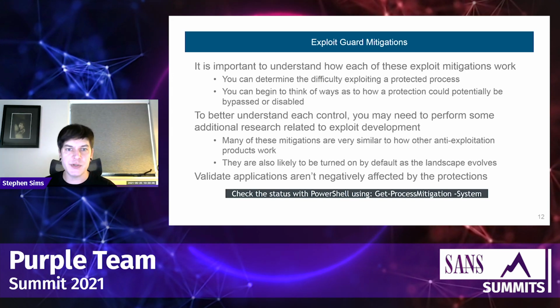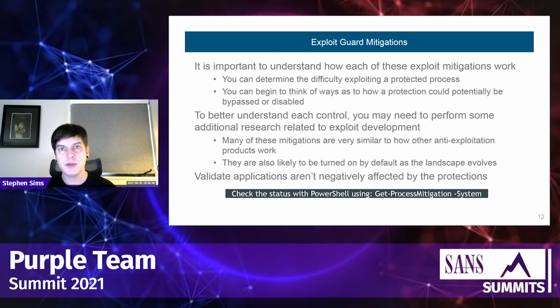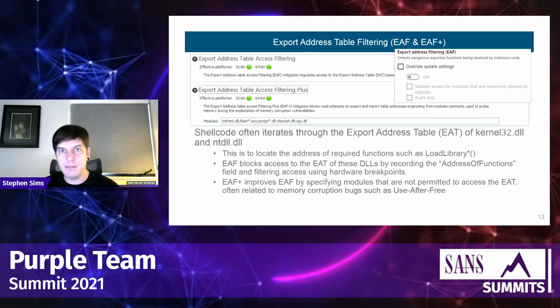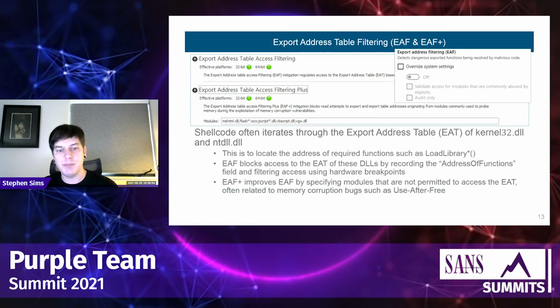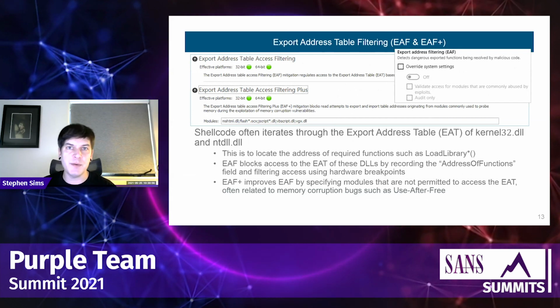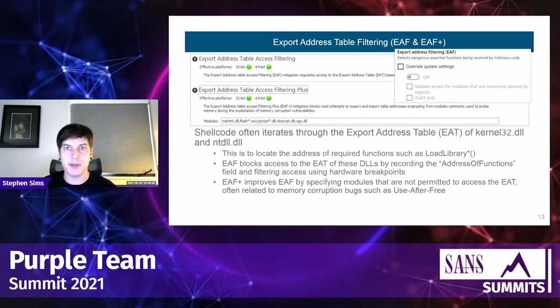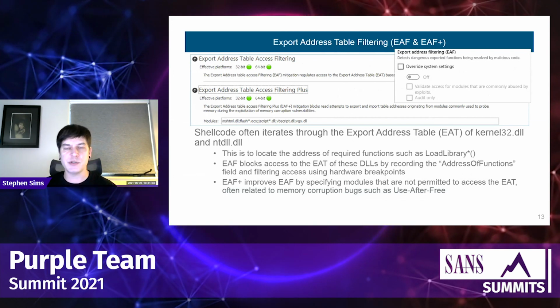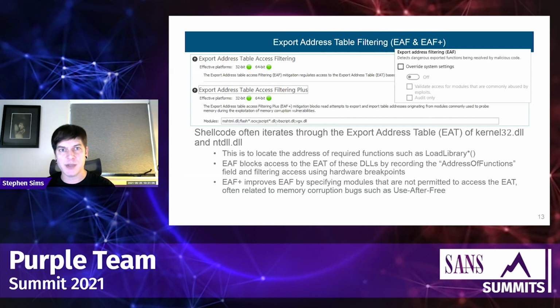But the point here is you've got to test your applications to make sure that they are not negatively impacted by a mitigation being turned on. And thankfully, with a lot of these controls in Exploit Guard and even in EMET, you can turn on audit mode. So you're not actually blocking, it's almost like IDS versus IPS.